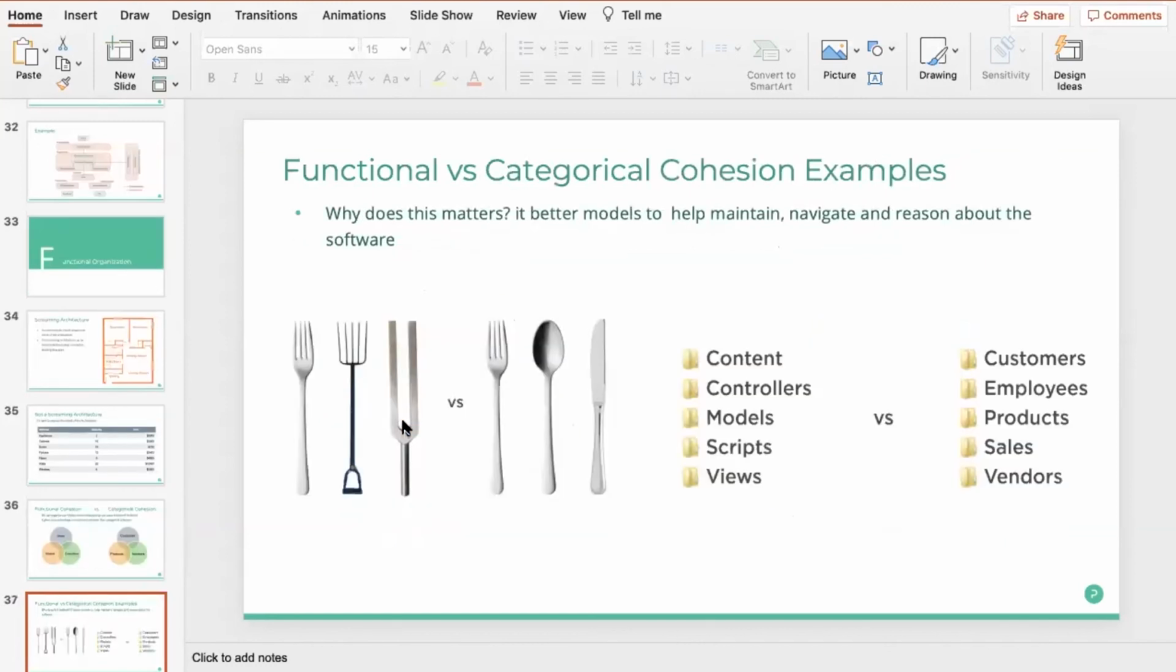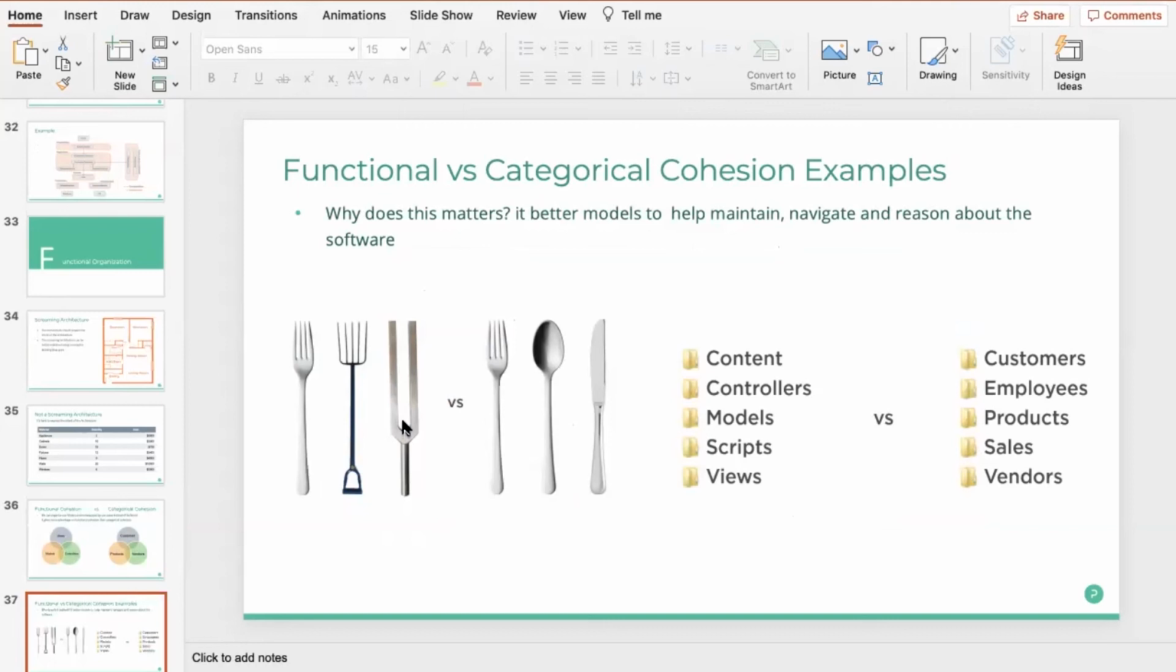This is another example. Similarly, you see on the left side the categorical cohesion versus the functional cohesion. On the right side, it gives more meaning. It's a dining set: you have a fork, a spoon, and a knife. It gives a meaning, right? It's a dining set. Similarly, on the left side, you see controllers, content, model, scripts, views. On the right side, customer, products.